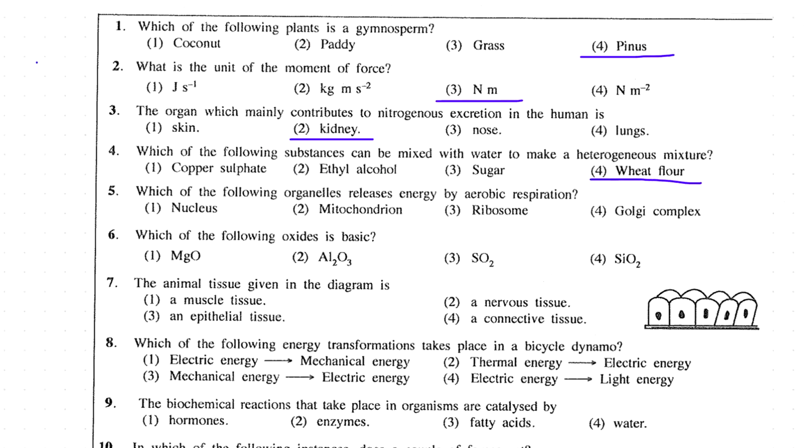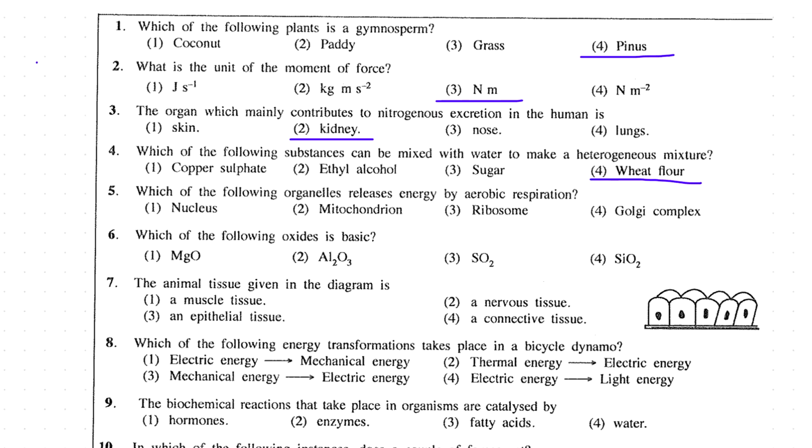All right. Which of the following organelles releases energy in aerobic respiration? Your answers are correct. Now I want to know, what is the function of the nucleus? Yes, it controls all the activities of the cell. The nucleus is like a CPU. That is what controls all the activities of the cell.